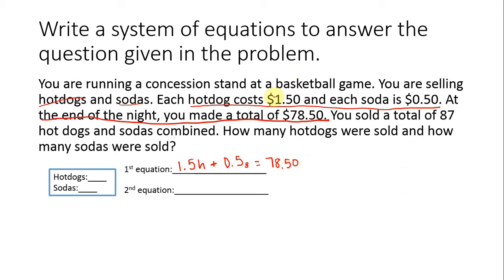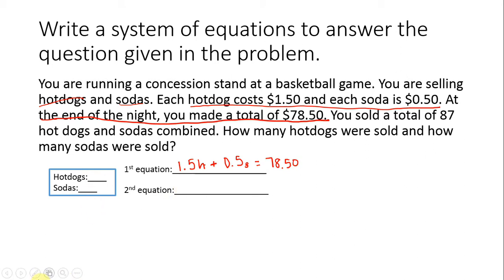Okay, so 1.5 H, that means that for each hot dog that I sell, I get $1.50. So if I sell 3 hot dogs, then I get $4.50. This means that I get 50 cents for each soda I sell. And based on the number of hot dogs and the number of sodas at their respective prices, I was able to earn $78.50. Now my second equation is going to be this.